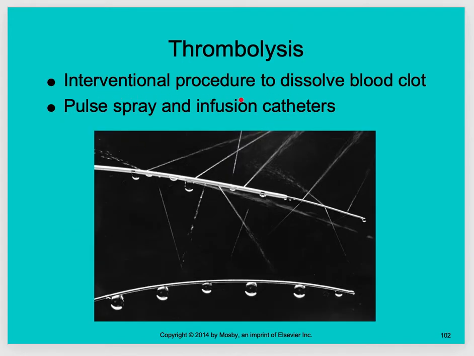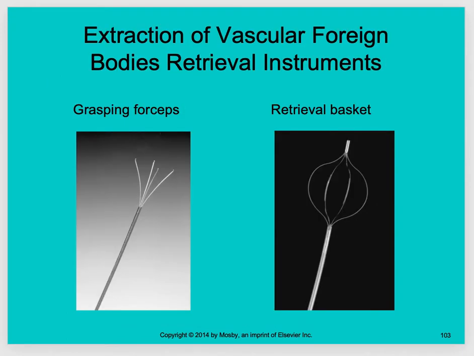Thrombolysis, so interventional procedure to dissolve blood clot. Pulse spray and infusion catheter. So an infusion catheter is going to be put in, and you can see the drips here. So that's the medicine that's infusing into the blood system to destroy and break up the thrombosis, the blood clot. And then the pulse spray is here, so it's a little bit more aggressive, but they'll spray that, and then that should dissolve that blood clot, because you don't want that blood clot traveling.